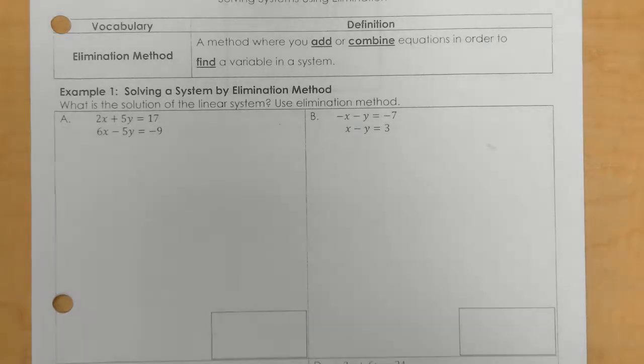The first day of elimination method, it's a method in which we add or combine equations in order to find a variable in a system, and then we're actually going to be substituting it back into the other equation. So what this looks like.